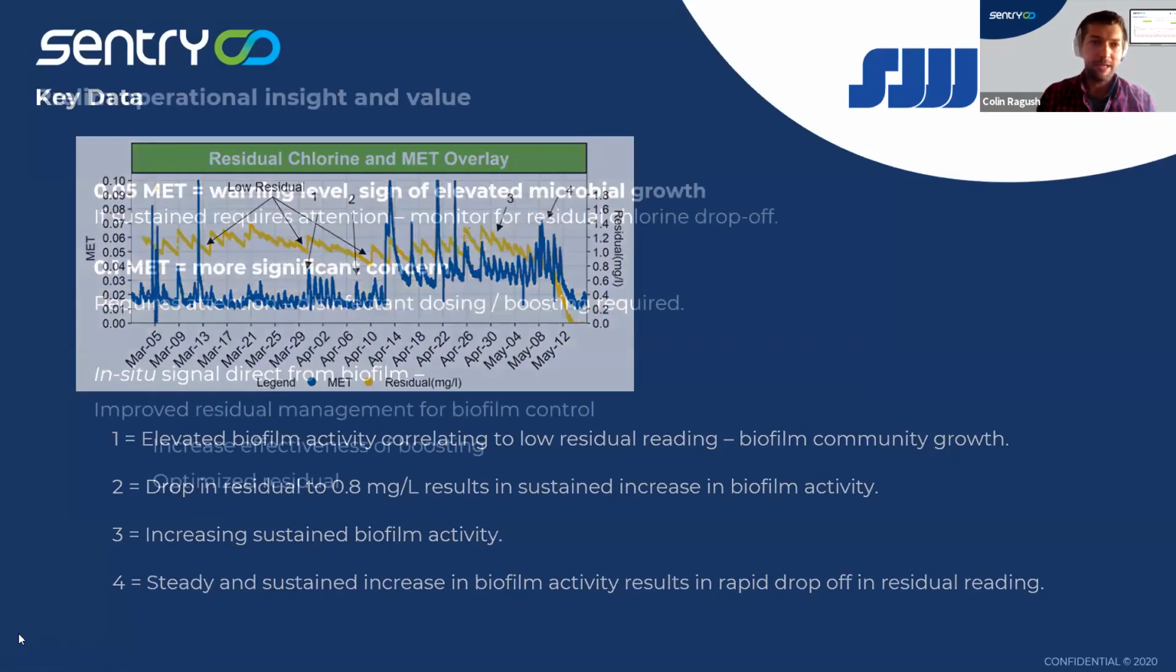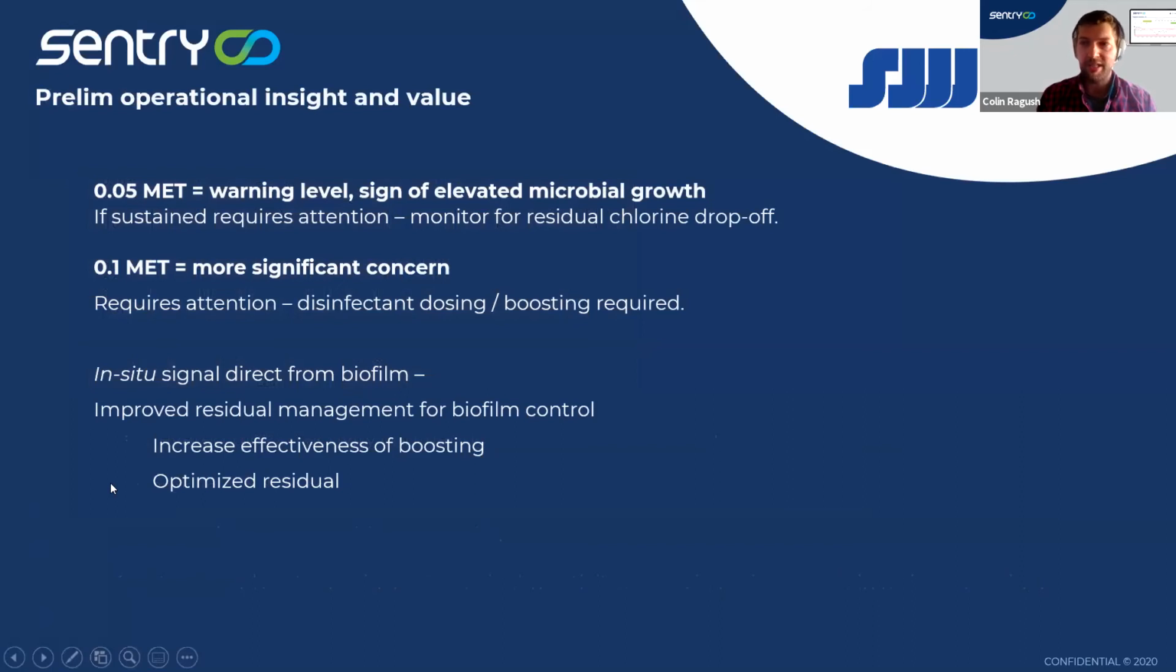So if we move on to the next slide. What we've defined operationally here is that we have really good control of biofilm, and we are able to maintain good residual conditions when we have activity that's below 0.05 MET. So we've placed alarms to start to warn us when this is happening. And if we see consistent or regular spikes in activity over this, it's time to start to pay close attention to residual drop-offs and maybe start to investigate what is going on. And we know that when we start to see regular spikes above 0.1, we have significant concerns. We probably have an environment that could see a rapid depletion in chlorine. And so it's time to consider preemptive disinfection dosing or boosting.